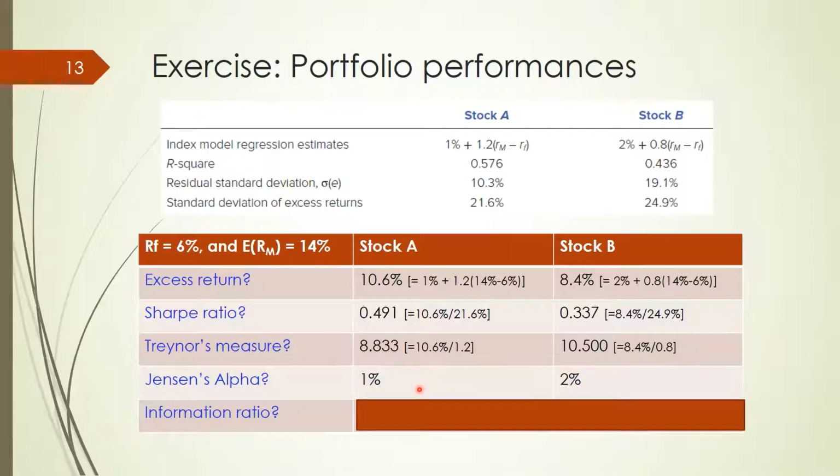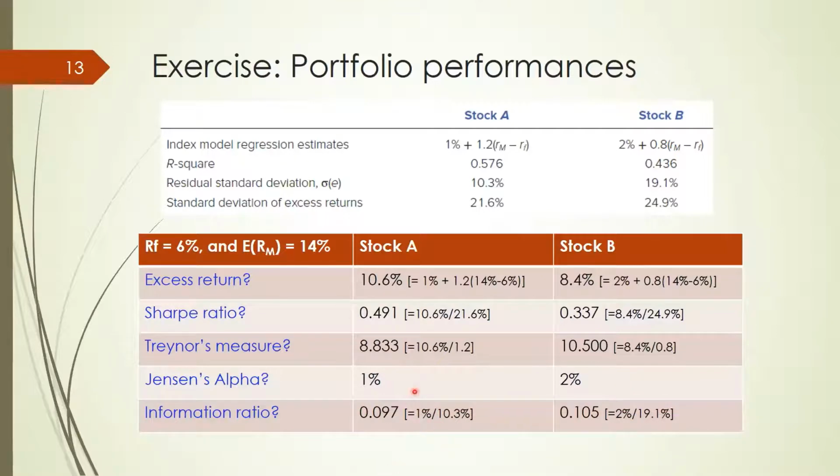Jensen's alpha is estimated based on the index regression model. So the index regression model estimate is the Jensen's alpha. So it is 1% for A, 2% for B. Lastly, information ratio. It is the Jensen's alpha over the tracking error. So we take the 1% scaled by the residual standard deviation, 10.3 for A, and we have the information ratio 0.097 for A and 0.105 for B.